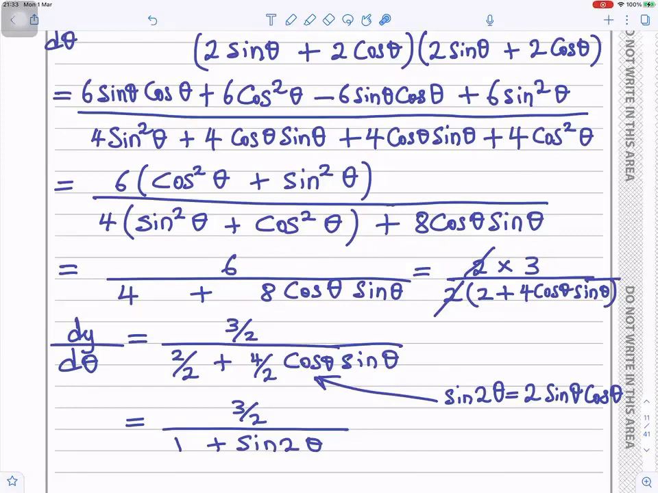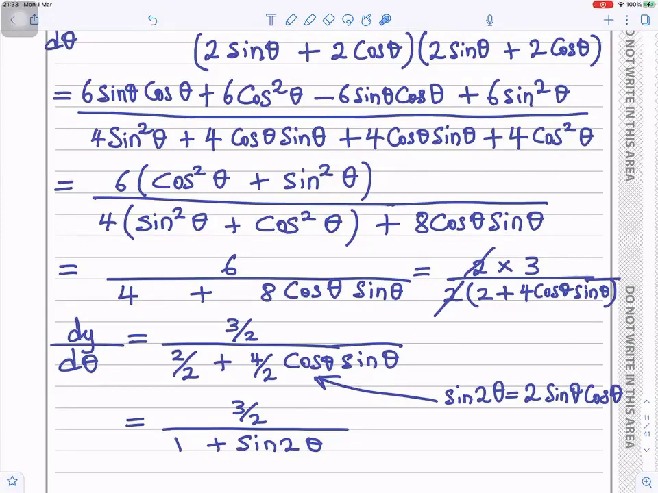And then you factorize the denominator. 4 is the same as 2 times 2. 8 is the same as 2 times 4. So you factorize 2 bracket 2 plus 4 cos theta sine theta. So these 2 will cancel. So you end up with 3 divided by 2 plus 4 cos theta sine theta.